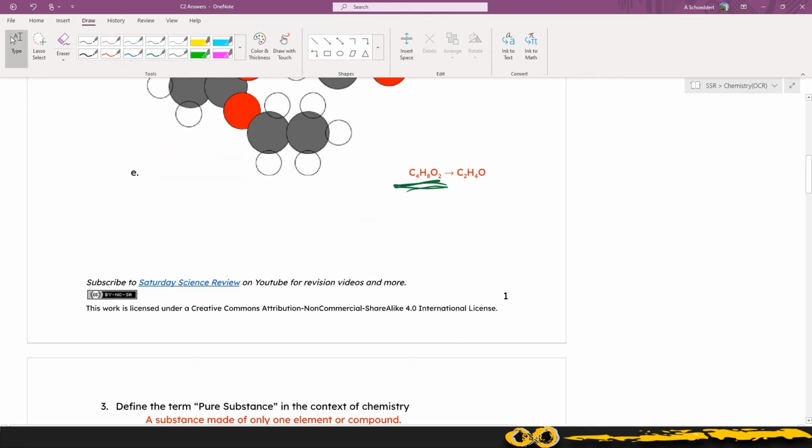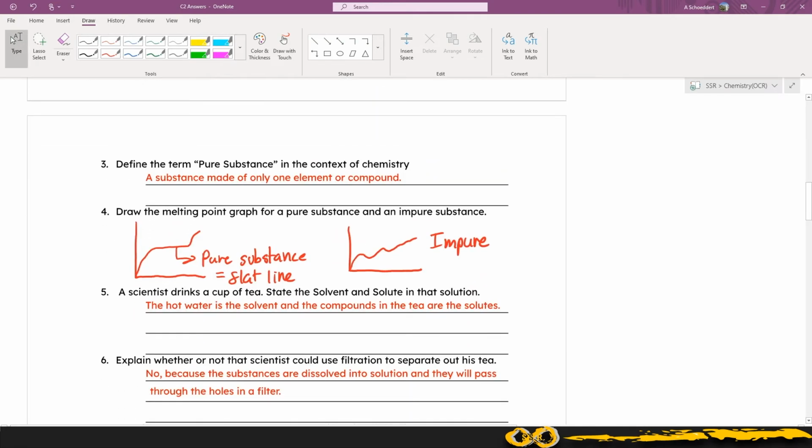Remembering that pure substances are only one element or compound. It can be a compound, so it could be more than one element, but they are joined together, and that would be the only compound in that substance if it's pure. And it'll give a relatively flat line at a known temperature, whereas an impure substance will give a sort of variable line and below its standard temperature.